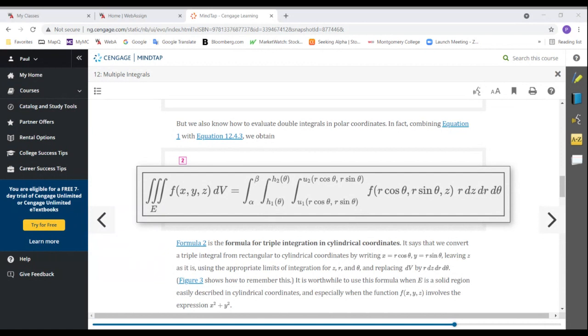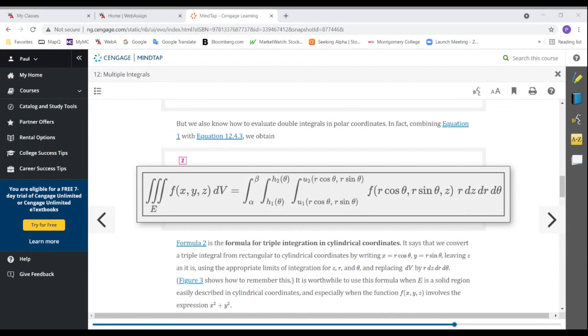And then if you're integrating with respect to z first, well, z is a function of r and theta. So you have two functions, u1 and u2, of r and theta, and then when you integrate with respect to r, you have a bottom and a top function, h1 of theta and h2 of theta, and then the limits for theta are alpha and beta.